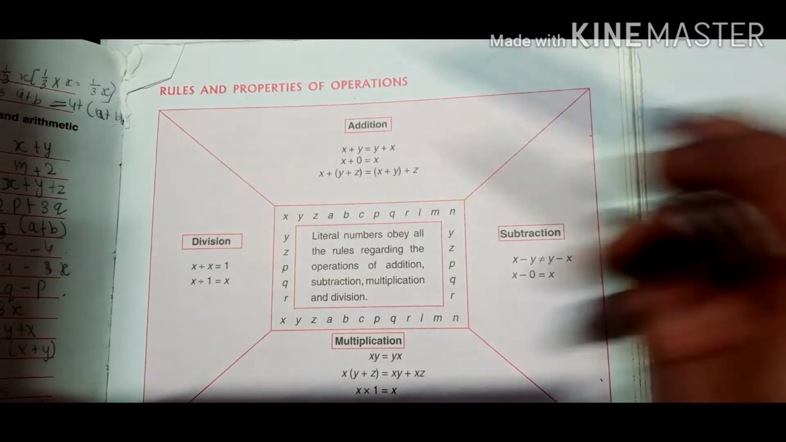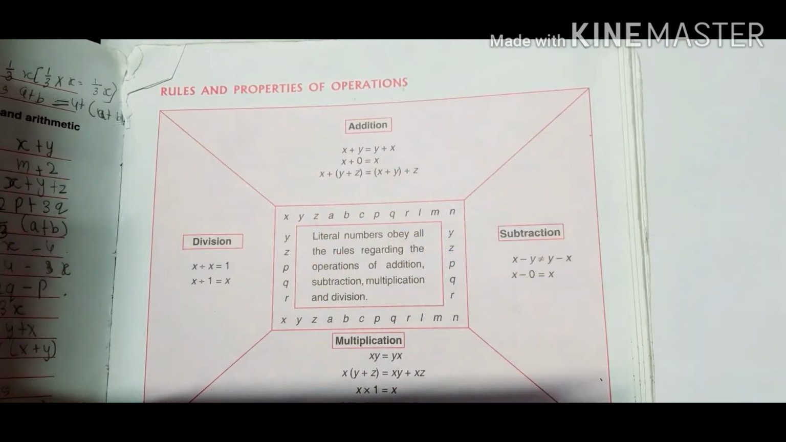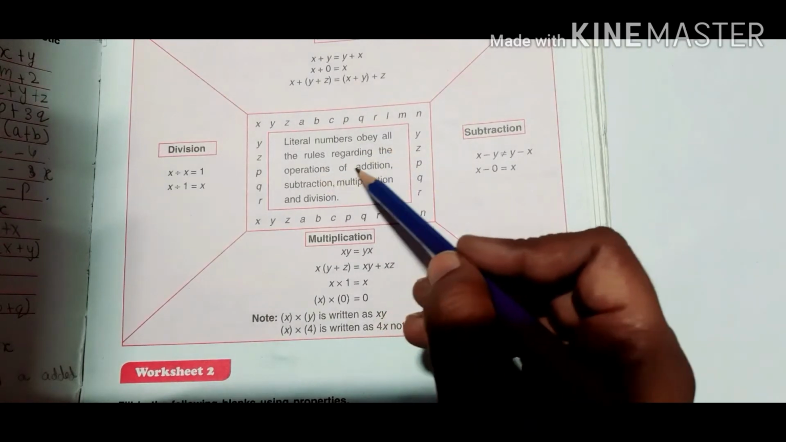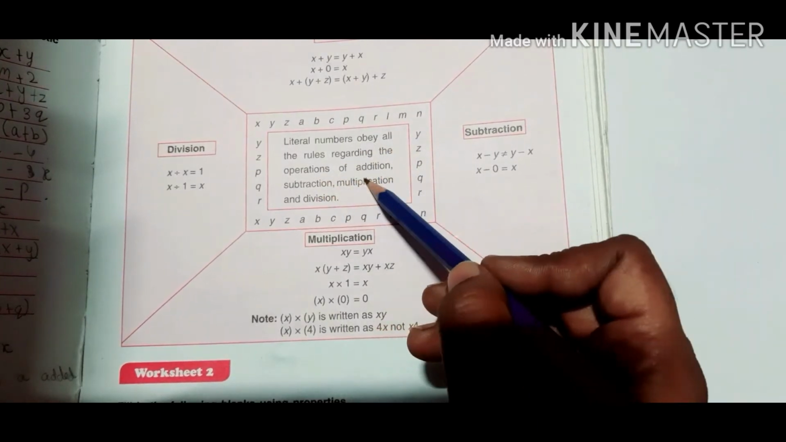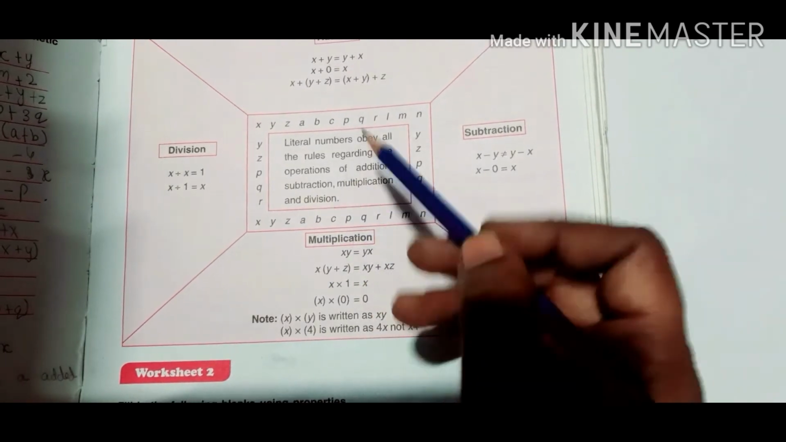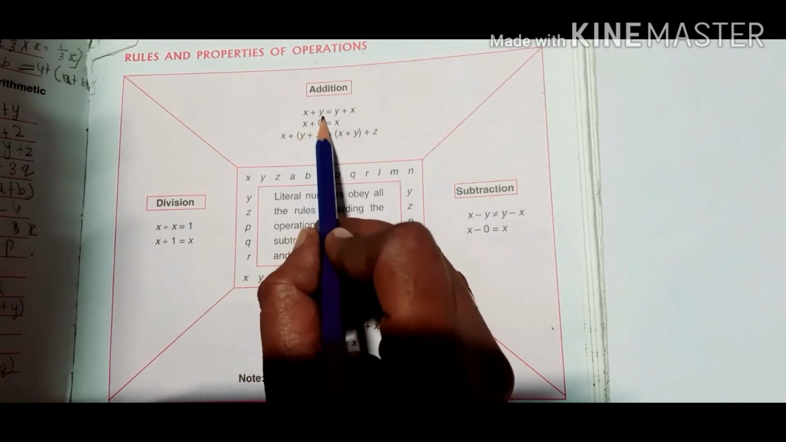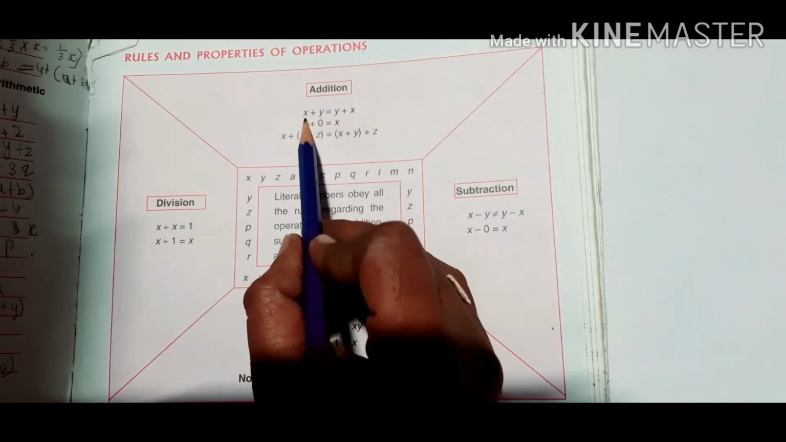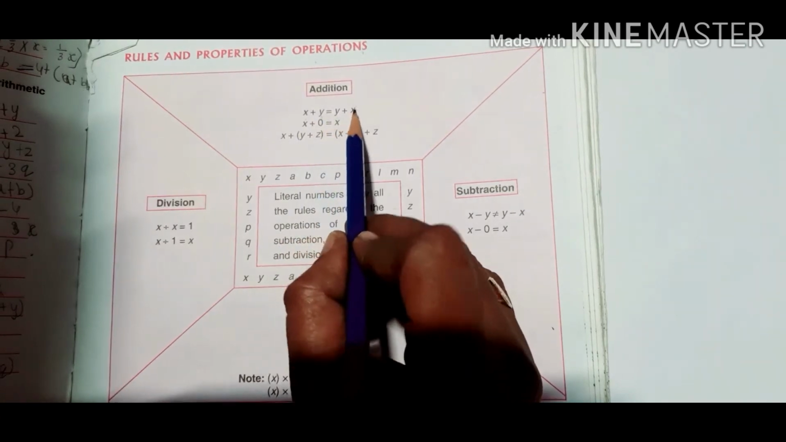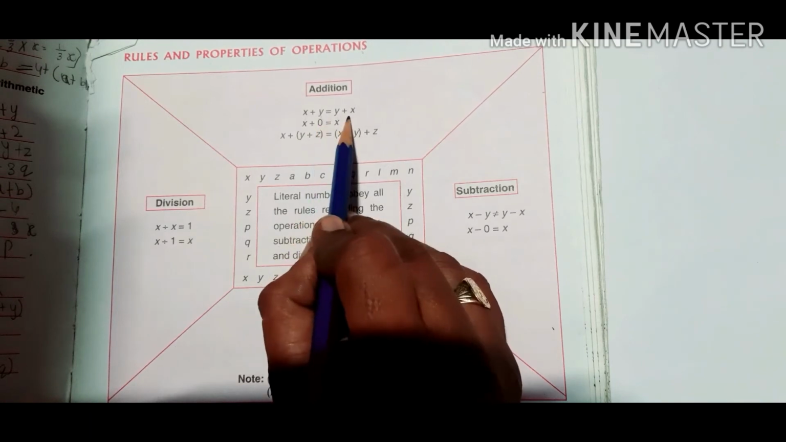Today in this session we are going to learn about rules and properties of operations of literal numbers. Literal numbers obey all the rules regarding the operations of addition, subtraction, multiplication and division. Here under addition we have taken two literal numbers. If you add x plus y, it will be equal to y plus x. That means if you change the order, still the answer remains the same.